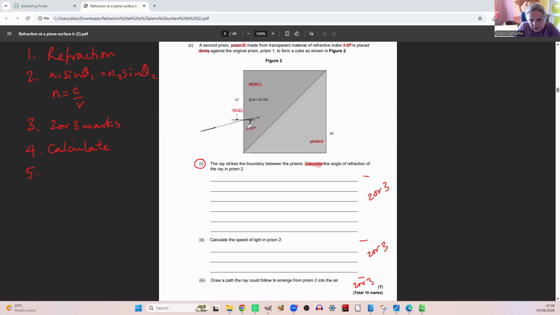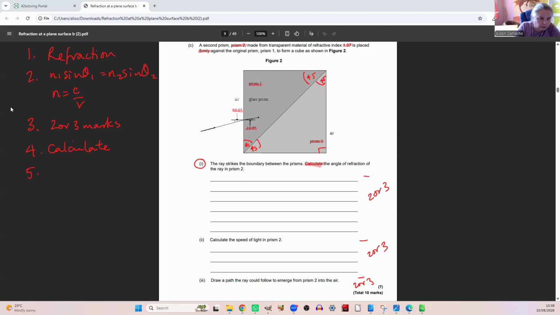I've got numbers still here. This is still 45. It's not written in, but I'm now going to add it in. That one's 45. That one's 45. That one's 45. That one's 45. That one's 90. It's a second prism. Right, I think that now I've read for meaning. All I've got to do is calculate the angle of refraction of the ray in prism 2.